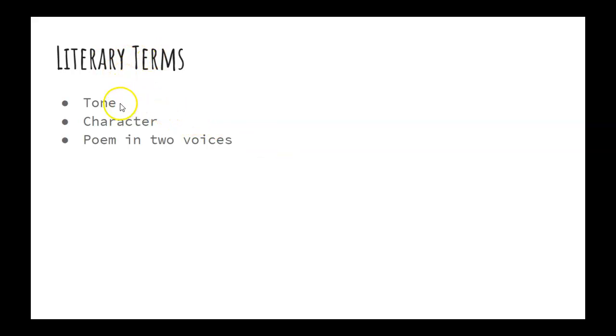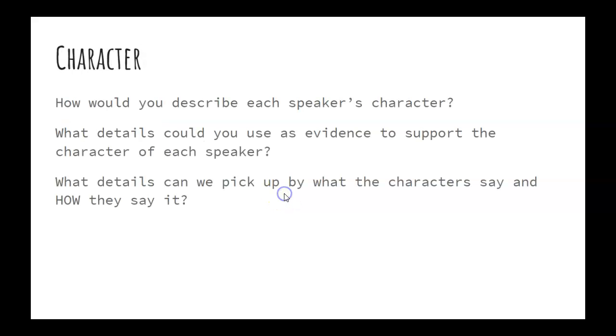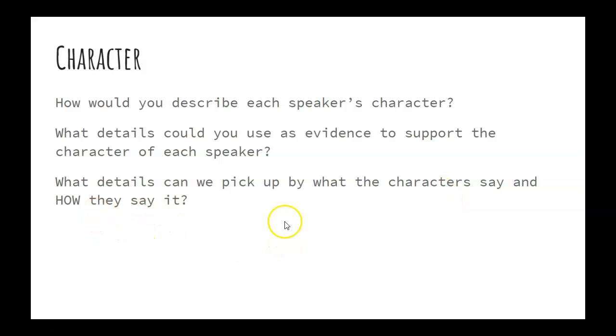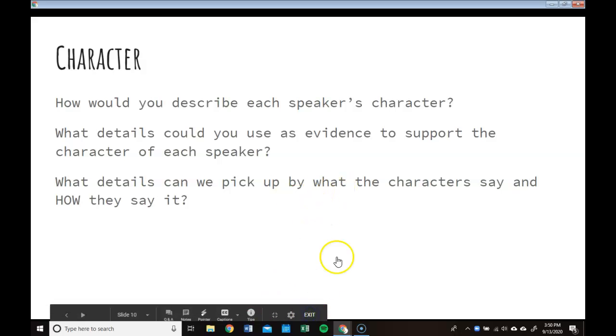Literary terms, again, we talk about tone in this one, character, and it's a poem written in two voices. So when we're talking about character, you can kind of tell each character by what they say and how they say it. So how would you describe each speaker's character? What details could you use as evidence to support the character of each speaker? And what details can you pick up by what the characters say and how they say it? So the activity that goes along with this one is going to have you pick up those details. So I'm going to show you what that is.